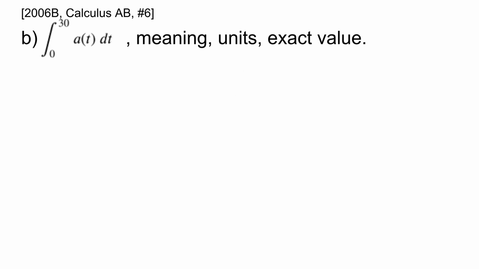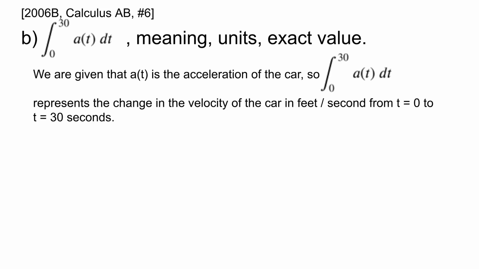In part B of this question, we are asked about the integral from 0 to 30 of a of t dt, to explain its meaning with units and to provide the exact value. We are given that a of t is the acceleration of the car, so the integral from 0 to 30 of a of t dt represents the change in the velocity of the car in feet per second from t equals 0 to t equals 30 seconds.